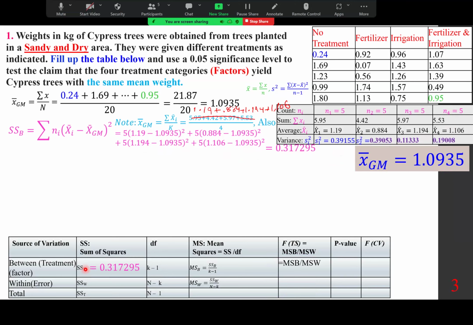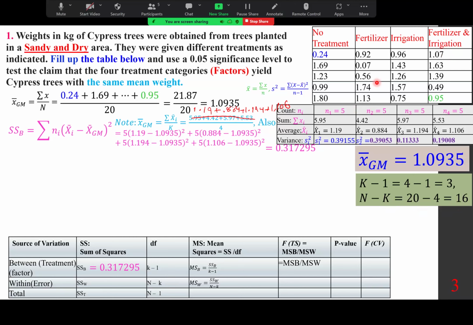We need to know again k minus 1, that represents the number of categories, 1, 2, 3, 4, minus 1, so that's 3. And then n minus k, we have a total of 4 times 5 pieces of data, minus k, minus 4, is 16. This is n minus k, because each group creates n1 minus 1 degrees of freedom, and add them up to the next one and the next one.